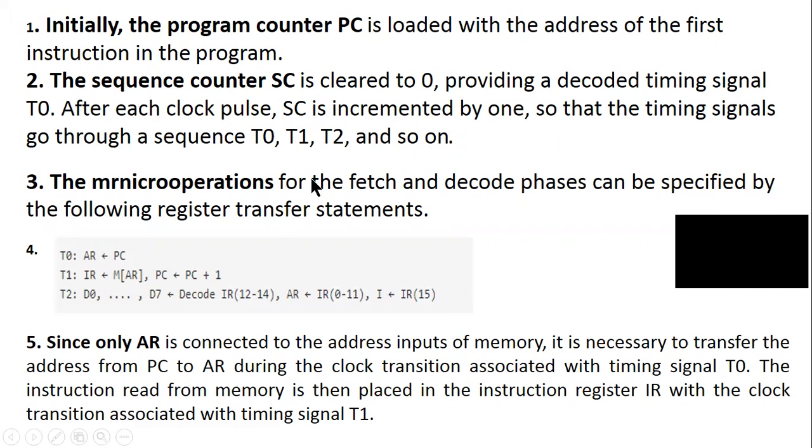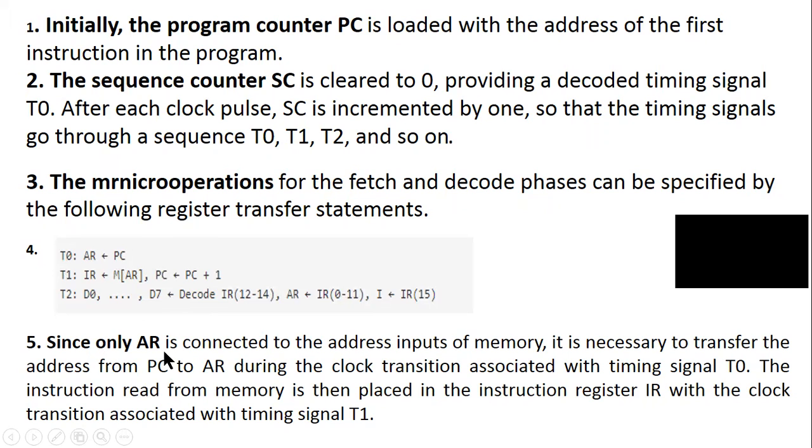The microprogram operation for the fetch and decode phase can be specified by the following register transfer instructions. T0 transfers the program counter to the address register. Then T1 and the following steps. Those are the steps that will be done in the cycles T0, T1, T2.